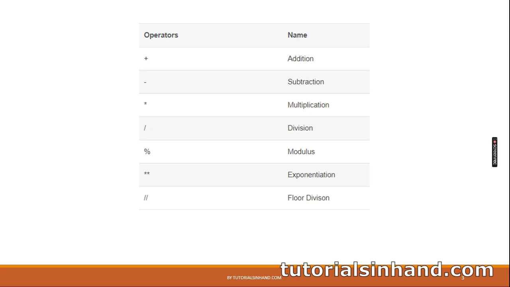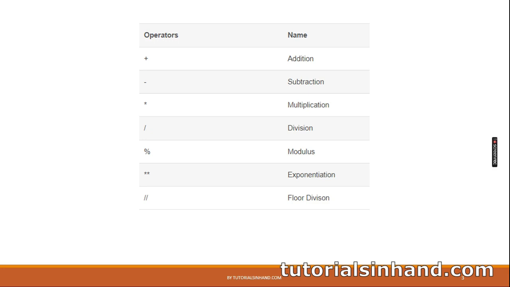Thereafter you have exponentiation. Basically, if you want to write 2 to the power 3, normally you will write 2 and in superscript you will write 3. But here you will write 2 then double asterisk 3. That means 2 to the power 3, basically 8. Okay. The last but not the least is floor division.